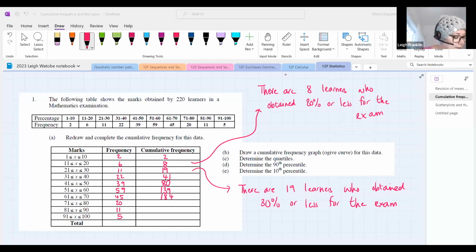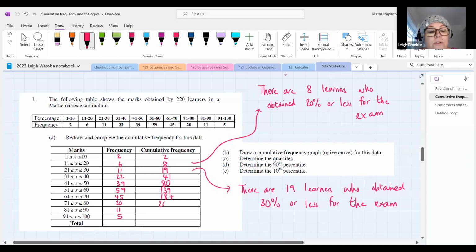Now I'm going to add another 20. So 204. What does the 204 mean? It means that there are 204 learners that got 80% for the exam or less. So it tells me something about the data.